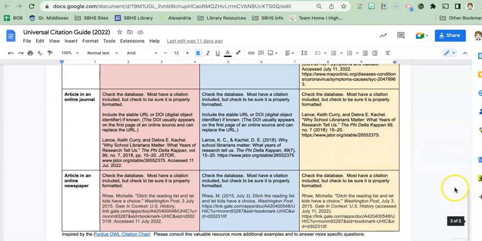Those are the basics of how to cite a source and build a bibliography in a Chicago style project or paper. If you have any questions, you can always come and ask.